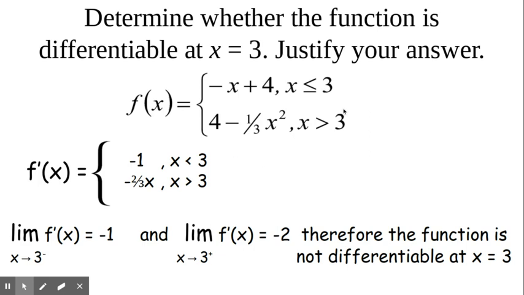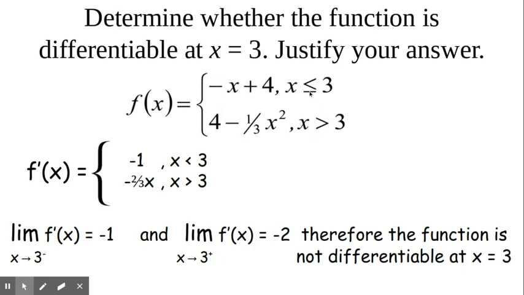If you wanted to justify your answer, you could have said, well, I'm going to plug 3 into this function. This would actually probably have been easier. If you plug 3 into the top, you get -3 plus 4, which is 1. If you plug 3 into the second function, that will be 3 squared is 9. 9 times 1/3 is 3. So you get 4 minus 3 is 1.